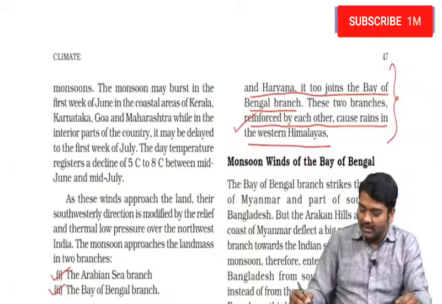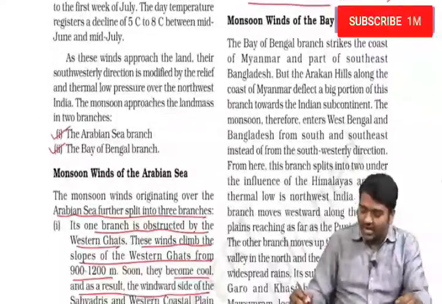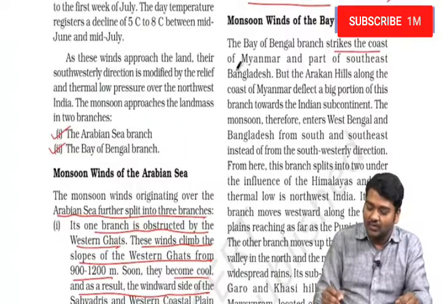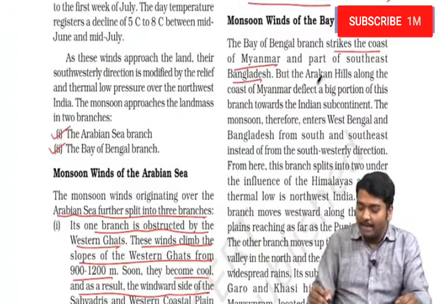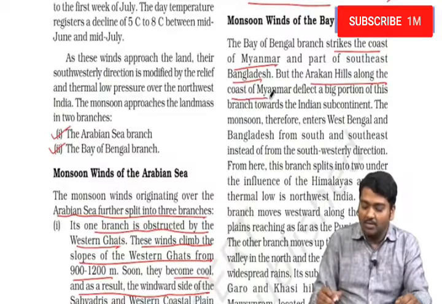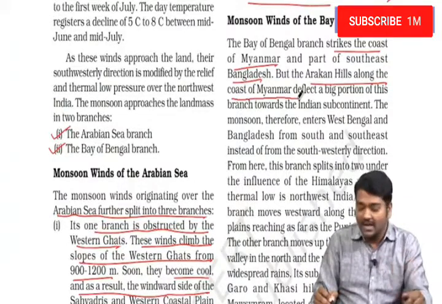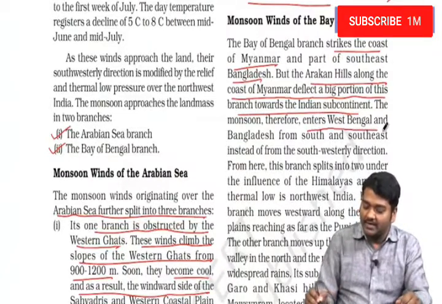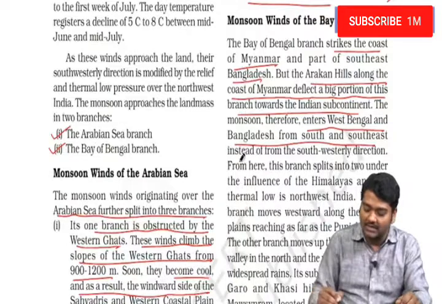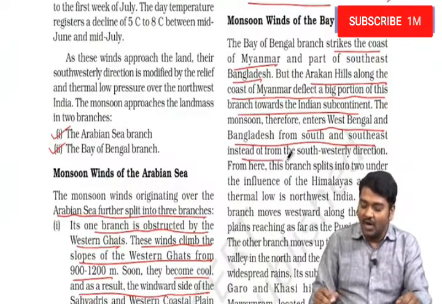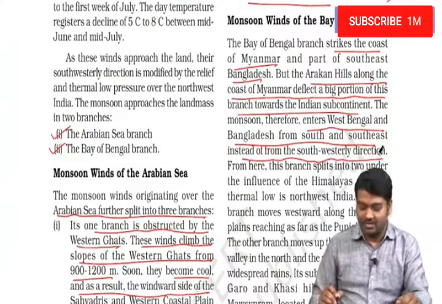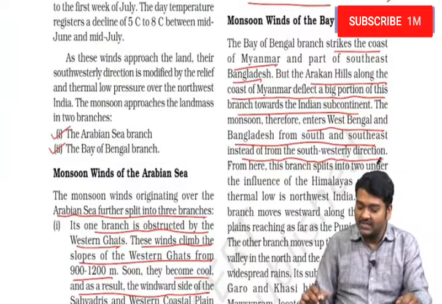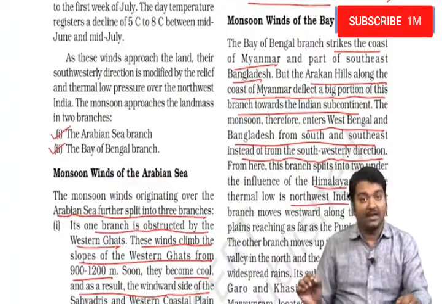Next important thing is the Bay of Bengal branch. The Bay of Bengal branch strikes the coast of Myanmar and Bangladesh, but the Arakan hills along the eastern Himalayas usually deflect a big portion of the branch towards the Indian subcontinent. The monsoon therefore enters West Bengal and Bangladesh from the south and southeast direction instead of from the southwesterly direction. From here, this branch splits into two under the influence of the Himalayas and northwest India.